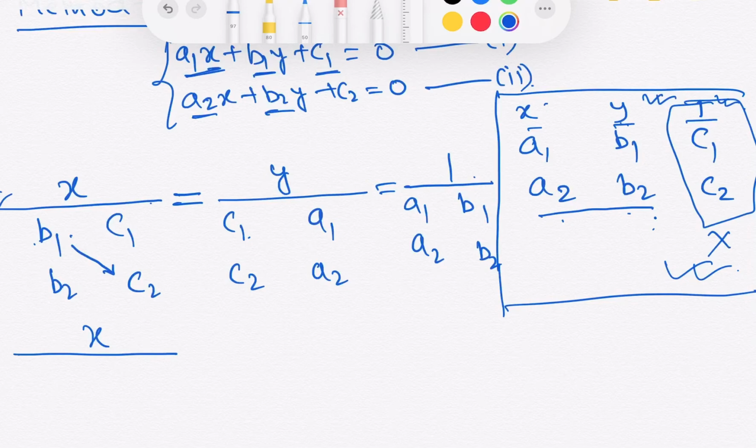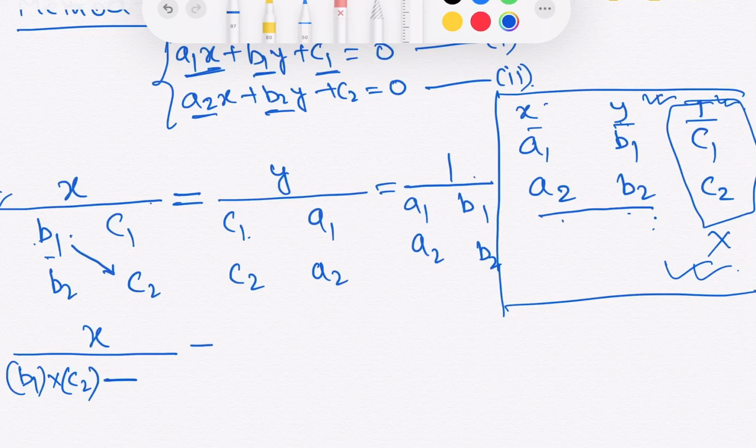Now you draw an arrow downward from b1 to c2. So now this means b1 is multiplied with c2. Now b1 multiplied with c2. After that you draw the negative sign here.